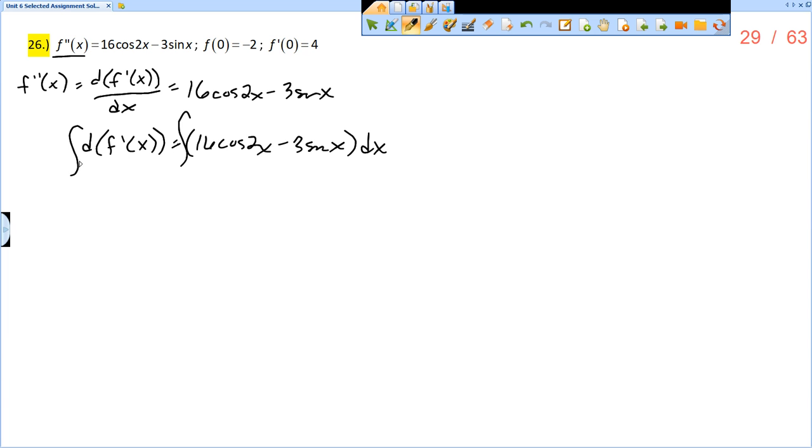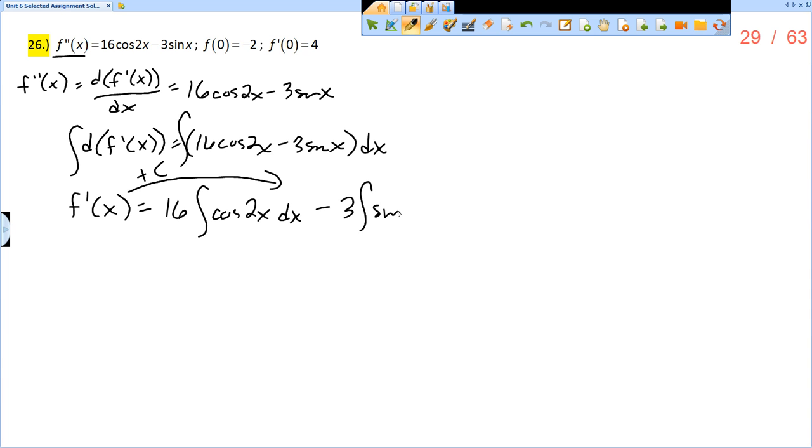Now I want to integrate both sides. On the left side, the integral of the derivative of f prime is f prime of x. It would be a plus c, but I'm going to put that plus c on the other side. Now I have 16 times the integral of the cosine of 2x. It's important to remember that I'm going to need two separate integrals: 16 times the integral of cosine of 2x dx minus 3 times the integral of sine of x dx. I need to consider them separately because I have the cosine of 2x, so I'm going to need a u substitution.